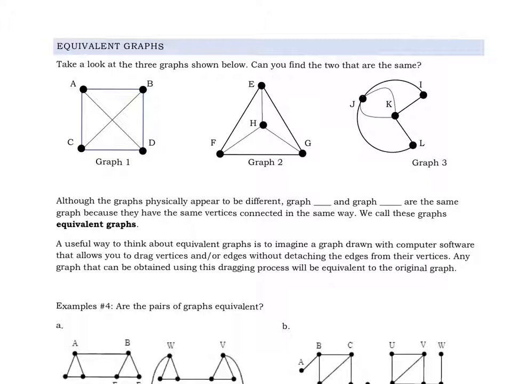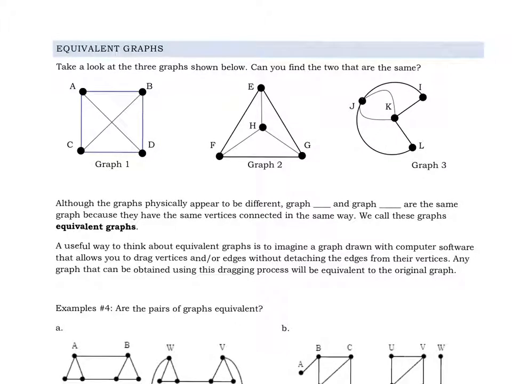Although the graphs physically appear to be different, graph 1 and graph 2 are the same graph because they have the same vertices connected in the same way. We call these graphs equivalent graphs.